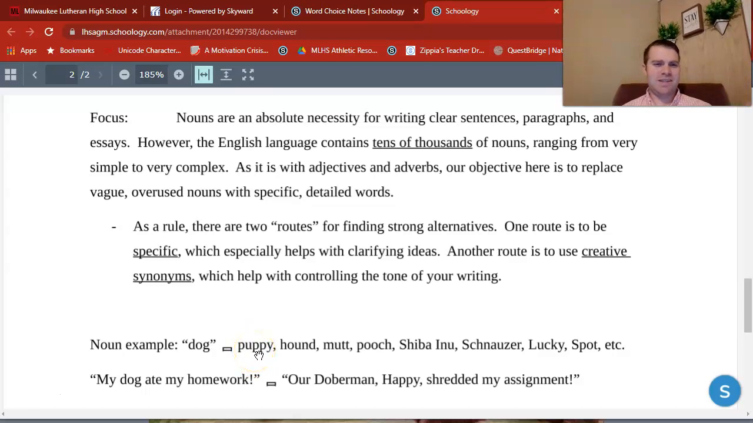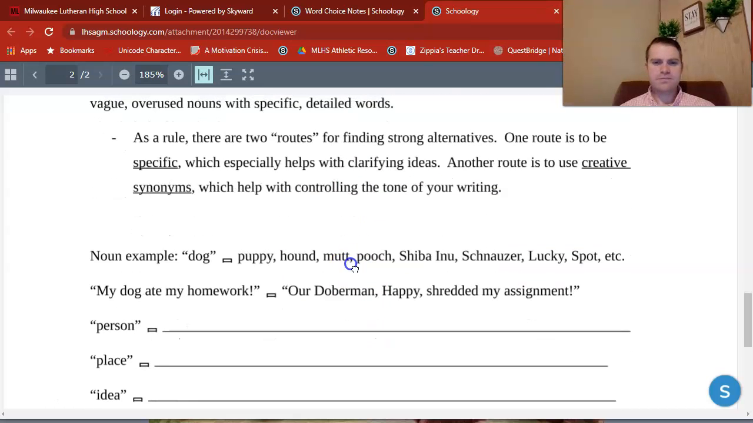Maybe it gives us this cute connotation to it. It makes us think of something a little more adorable and positive. My mutt ate my homework, right? The word mutt's a little darker, a little bit more negative of a word right there. And that controls the tone of my sentence. If I want my sentence to be more positive, my puppy ate my homework. If I want it to be a little more negative, that mutt over there, that pooch over there, ate my homework. Again, we can see some examples on how we can control tone with creative synonyms.